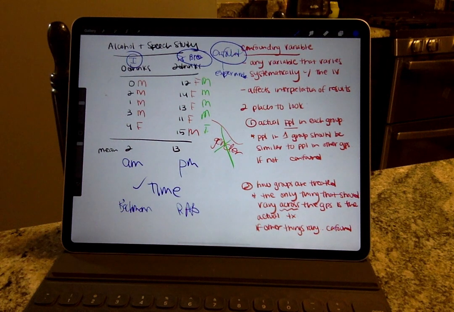Okay, so I love confounding variables. I can tell you I'm going to put one on every exam. I'm going to put one on half of your homeworks. There's actually a separate homework looking at confounding variables.